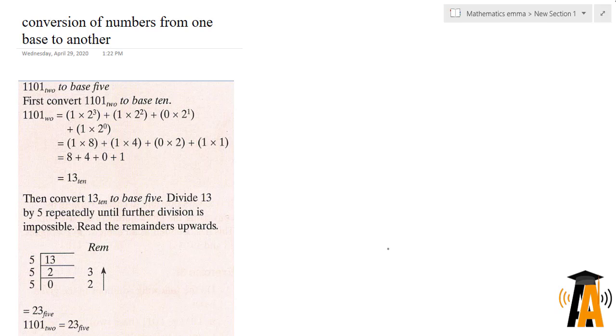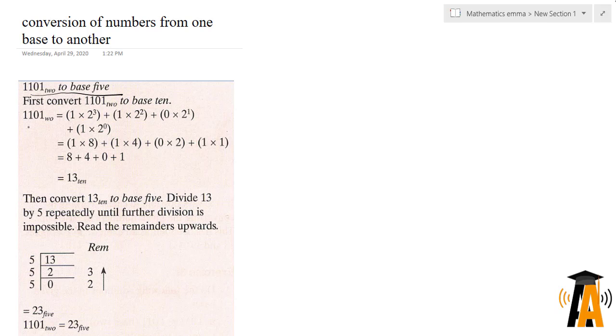So let's quickly look at conversion of numbers from one base to another. We have 1101 in binary, or base 2, to base 5. Now take note of this. For us to convert from base 2 to base 5, the first thing we need to do is convert to base 10 first, before we take it to base 5.